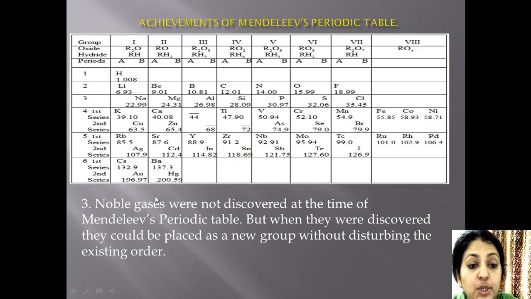Next achievement: noble gases were not discovered at the time of Mendeleev's periodic table. But when they were discovered, they could be placed as a new group without disturbing the whole structure, I mean, without disturbing the existing order. Scientists could place noble gases as a separate group when they were discovered. That was another advantage of Mendeleev's periodic table.